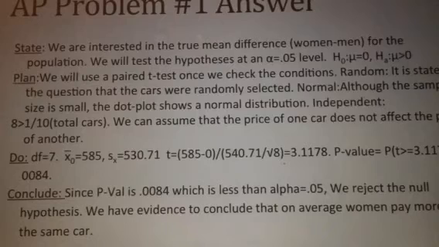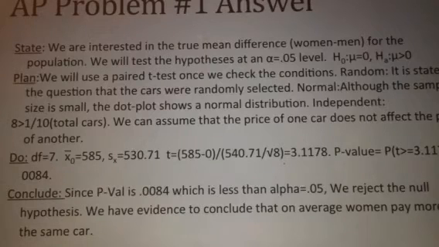We know that it is random because it is stated in the question that the cars were randomly selected. We know that it is normal because even though the sample size is small, the dot plot shows a normal distribution. We know that it is independent because 8, the sample size, is less than 1/10 of the total cars. We can assume that the price of one car does not affect the price of another.